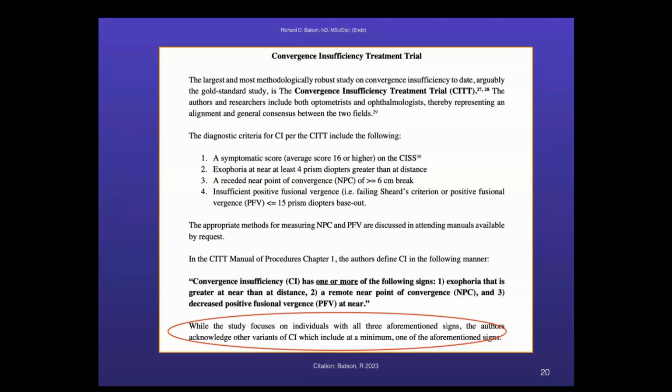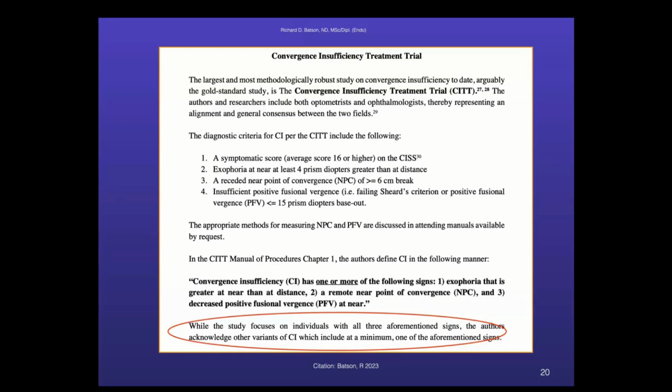So this is from the Convergence Insufficiency Treatment Trial. The take home from this particular slide is that while the study focuses on individuals with all 3 aforementioned signs, the authors acknowledge other variants of convergence insufficiency, which include at a minimum 1 of the aforementioned signs. So the classical convergence insufficiency would be A plus B plus C of the criteria, plus symptoms. You got to be symptomatic. But of the objective criteria, the signs, 3 of 3 would be classical.